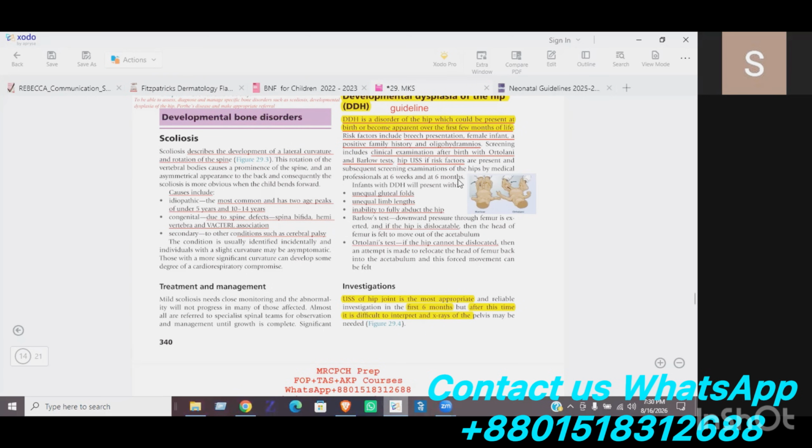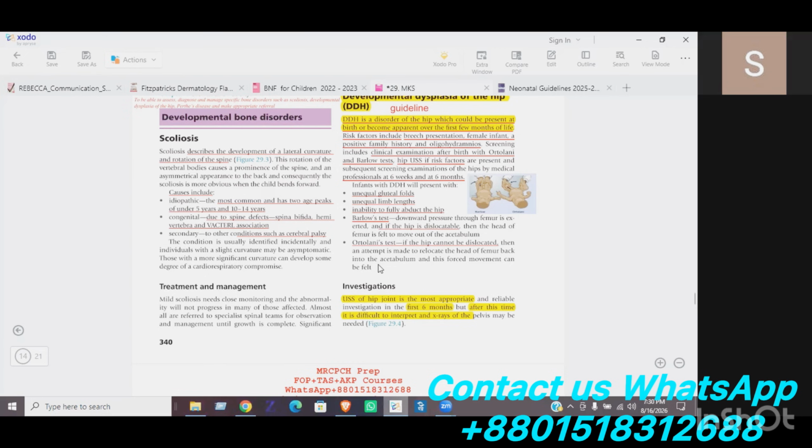Most babies present at 6 to 8 weeks. Remember it. The baby presents with unequal gluteal folds, unequal limb length, and inability to fully abduct the hip. This is the image of the Barlow test. How do we do it? Downward pressure through the femur is exerted, and if the hip is dislocatable, the head of the femur is felt to move out of the acetabulum.